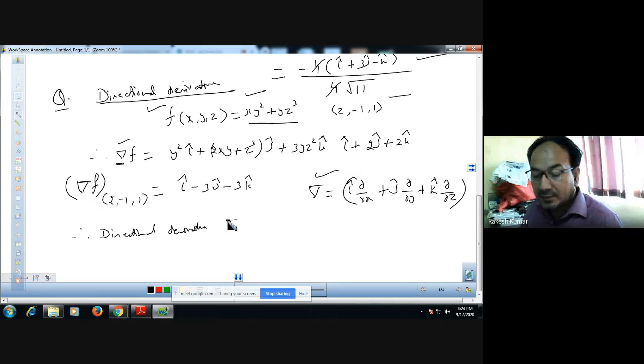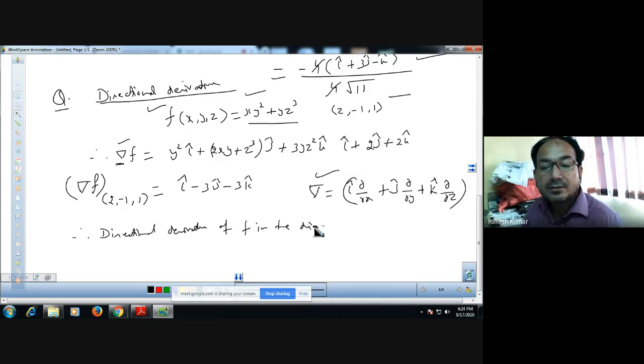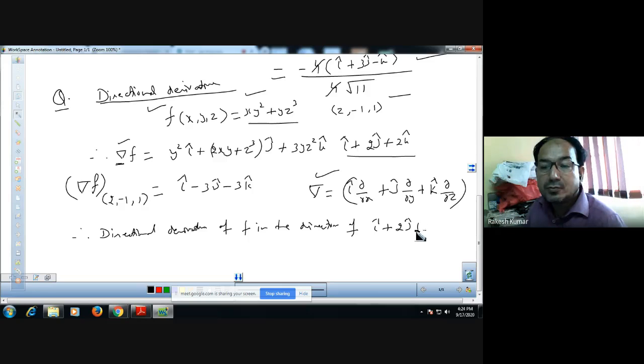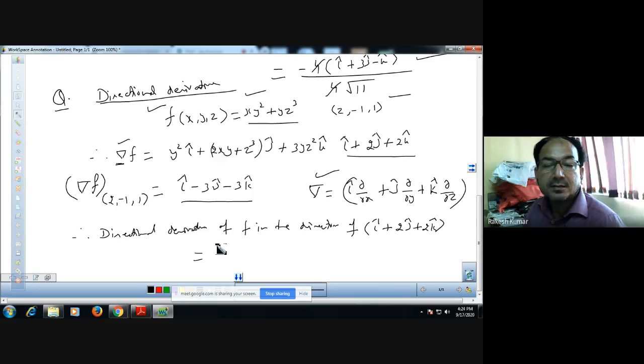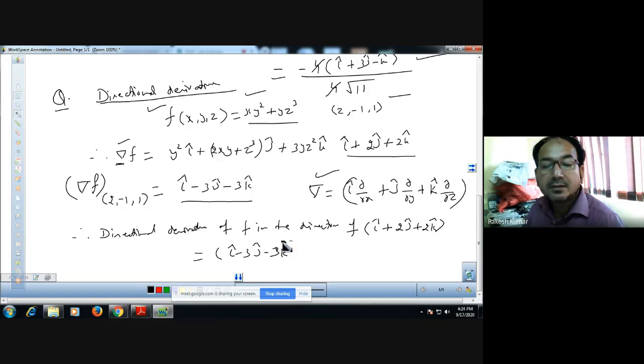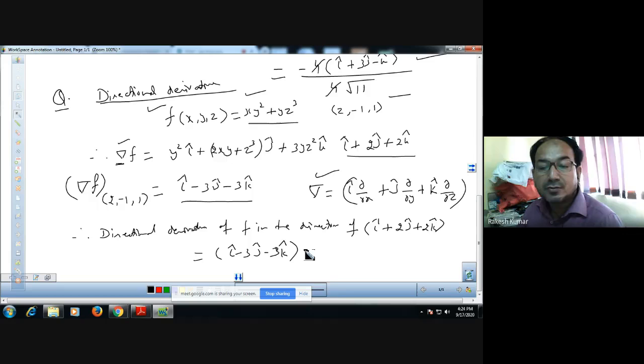of the given surface. The given surface was f in the direction of, and the direction is this vector. Your vector is i cap 2 j cap and 2 k cap, and that will be equal to this vector, that is the gradient vector. This is the procedure for finding out the directional derivative. This is the gradient into dot product. Remember, this will be the dot product with this vector, the unit vector normal to this surface.